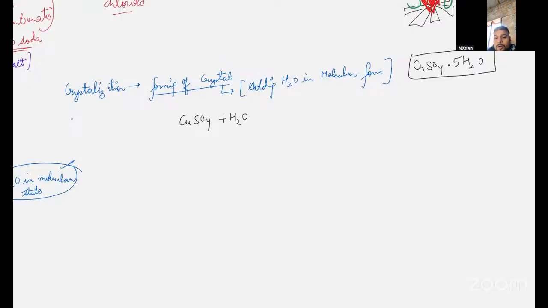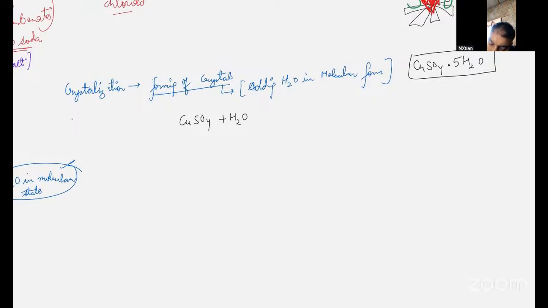Now, in this case, the water is added in normal form. It's not molecular form. I have to make it molecular form. Guys, did you understand? When I'm adding water into it, it's a normal water soluble form, like salt plus water. Simple as that. So it is CuSO4.10H2O.